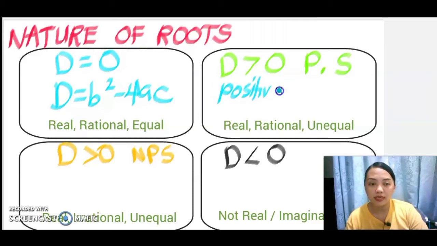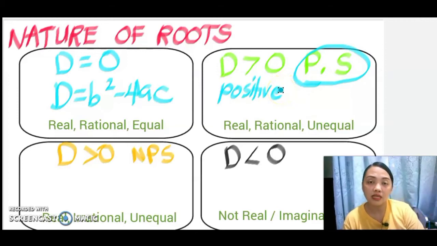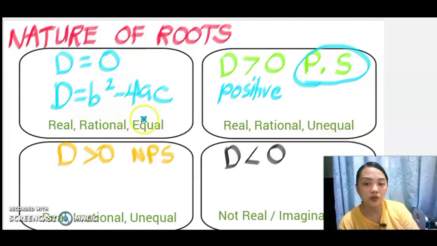positive siya, and at the same time, perfect square. Do you still remember yung perfect square natin? For example, yung 1, 4, 9, 16, 25, 36, and so on. Yun yung tinatawag nating perfect square. So, kapag si d is greater than 0 and at the same time perfect square, so, ang ating nature of roots is real, rational, and unequal. So, meron tayong dalawang roots. Yung kaninang kapag 0, isa lang yung roots natin dito kasi equal lang.